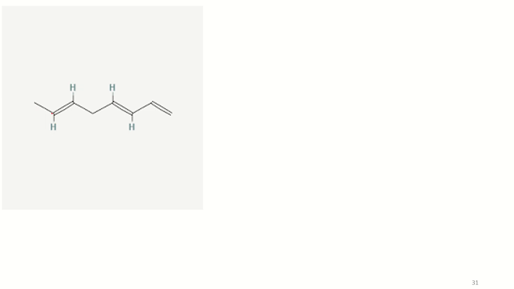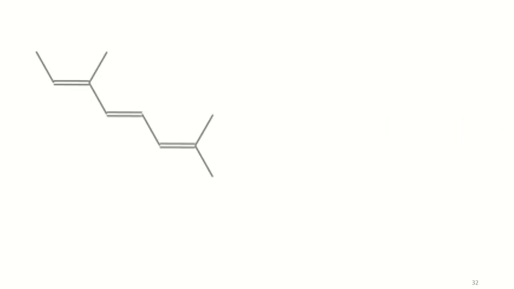Next one, we have a 1, 2, 3, 4, 5, 6, 7, 8. 8 is oct. Now we have 3 double bonds, so we're into our trienes, so 3 of them. Our numbers there on number 1 there, number 3 there, and number 6. So we have a 1, 3, 6. Remember our A goes in again, so that's octa 1, 3, 6 triene.